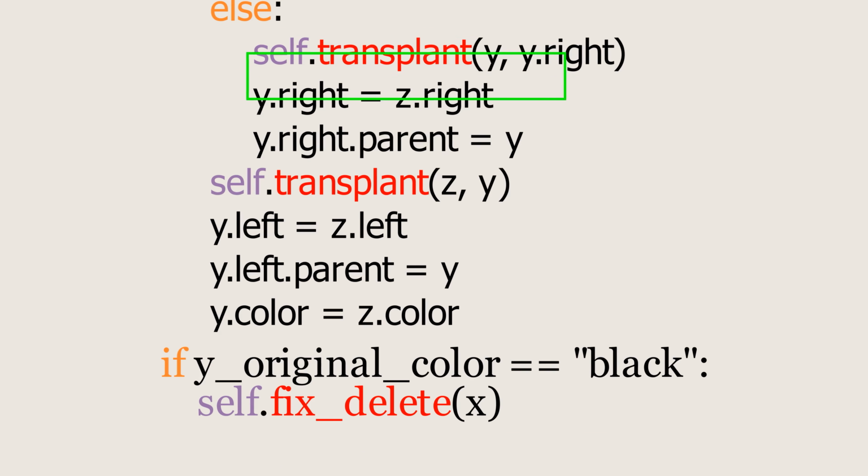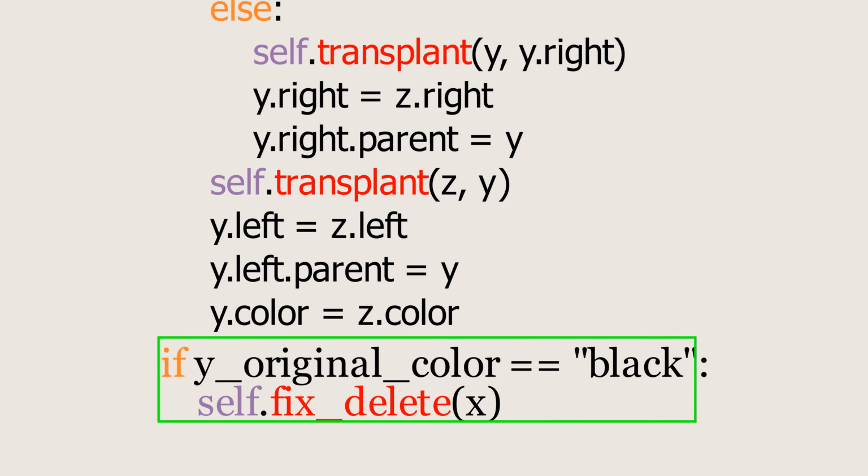After that, we will update y's right child to be z's right child and set y's right child's parent to y. This step ensures that y takes the place of z and maintains the correct parent-child relationships in the tree structure. After that, we transplant z with y. We then set y's left child to z's left child and update y's left child's parent to y. Finally, we change y's color to match z's color. This ensures that the color of the node remains the same as the removed one.